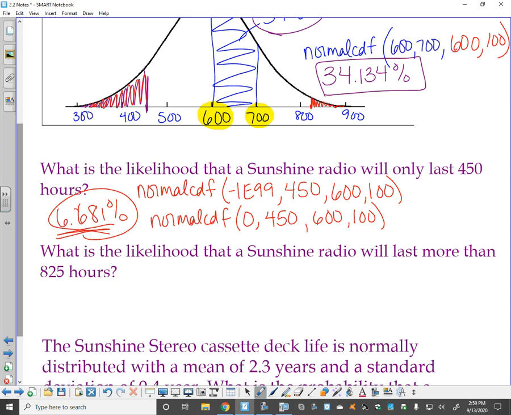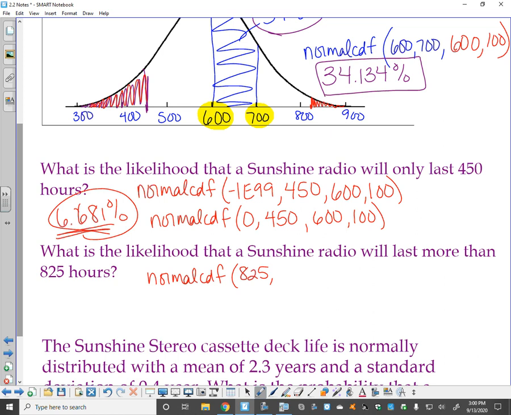Okay, so I'm going to normal CDF. My lower limit is the 825. Now let's talk about what your upper limit is. Your upper limit is not 900. Remember, 900 is not the end all be all. It stops for 99.7%. So I have to allow for a sunshine radio that's going to last a really long time.